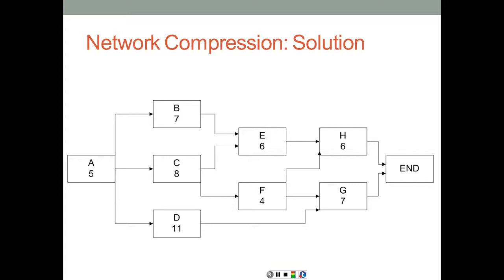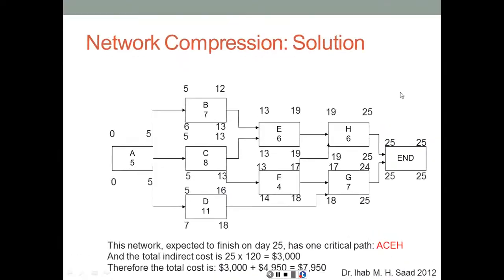So here's the network based on the information that was given in the table. We drew the network, we have the durations. So what we're going to do next is basically calculate this network. And here are the dates based on the network calculation, which shows that the project is going to be expected to finish on day 25 and has one critical path, which is A, C, E, H. That's our critical path. 4 critical activities.